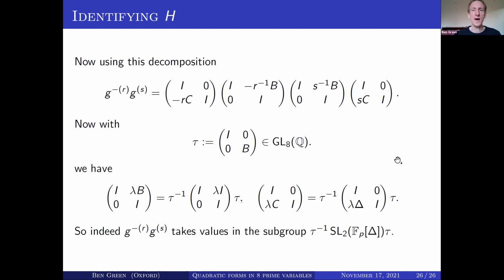And then you can just show by hand that those all lie in a conjugate of SL2 of F_p adjoin delta. Once you see it, this took an awful lot of ad hoc by hand computations to figure out, but once you see it, it's actually an easy check.